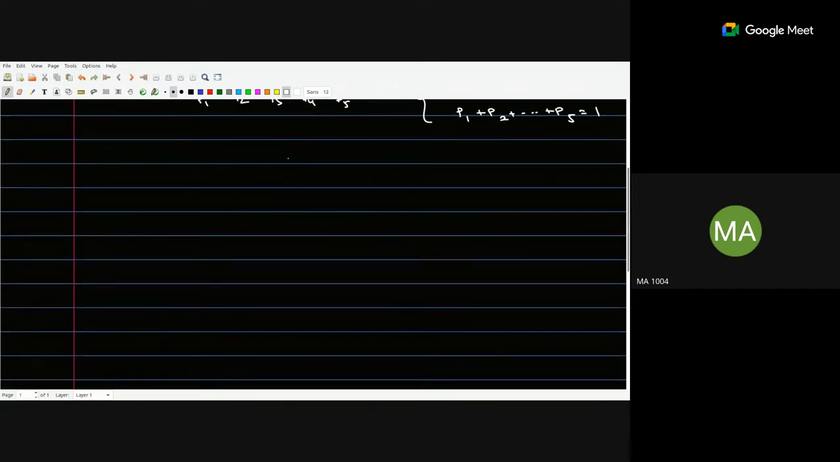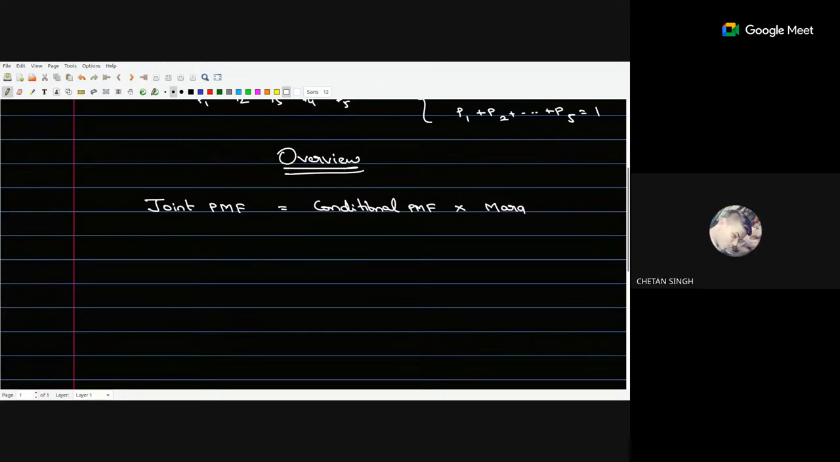Let us start discussing week 2, a quick overview. In week 1, everyone would have convinced yourself about this particular expression: joint PMF is equal to conditional multiplied by marginal.